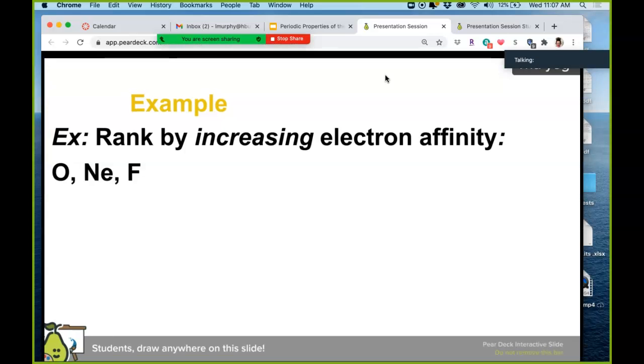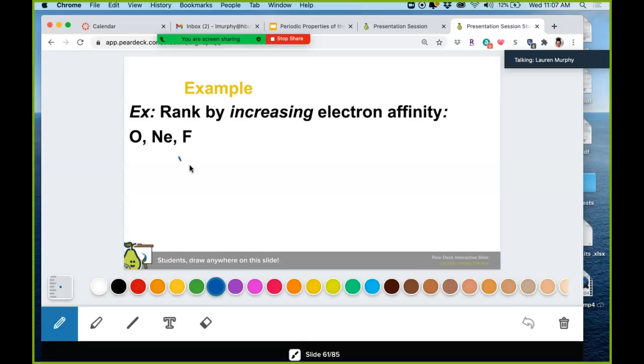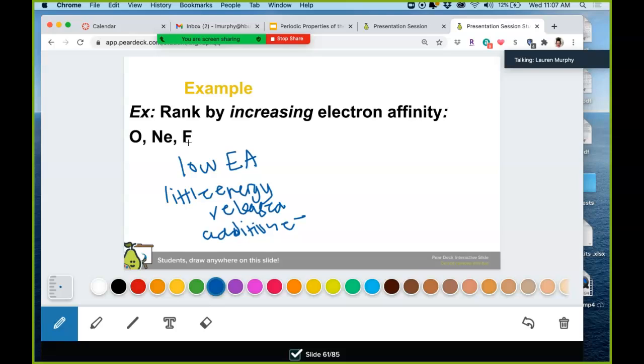Okay, we're going to skip this. So we're going to rank these, and then I'm going to be pretty much done. So rank by increasing electron affinity. So that means low electron affinity. What does this mean? It means little energy released upon the addition of an electron, AKA doesn't want electrons. And then high electron affinity means a big release in energy. Means this guy really must have wanted an electron.